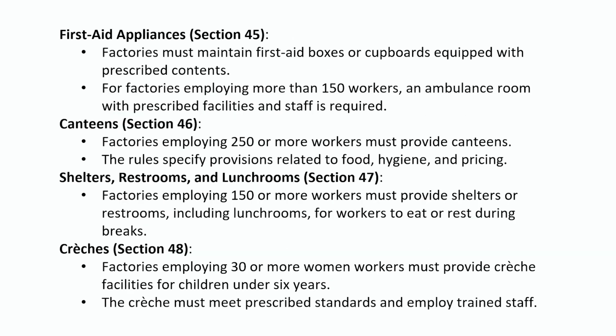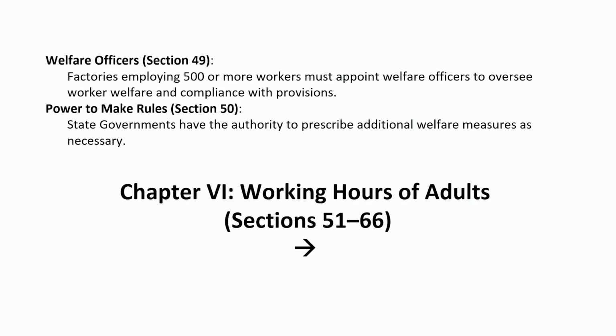So for the crèche facility, factories employing 30 or more women workers must provide crèche facilities for children under the age of 6, and the standards have to be provided, and the staff taking care of this has to be trained. If the number of workers is 500 or more, they can appoint welfare officers who can oversee the welfare of the workers and ensure compliance. And the state government has the authority to make additional welfare measures.